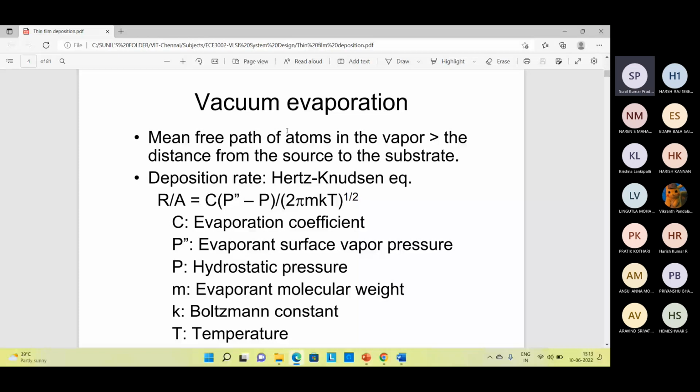So this is where the deposition rate is generally found from this Hertz-Knudsen equation. So this is the way we can write it: C within bracket P double prime minus P, divided by the square root of 2 pi MKT. And the different terminology I have highlighted here. So C is called the evaporation coefficient, P double prime the evaporant surface vapor pressure, P is the hydrostatic pressure, M is the evaporant molecular weight, K is the Boltzmann constant, and T is the temperature. Okay.